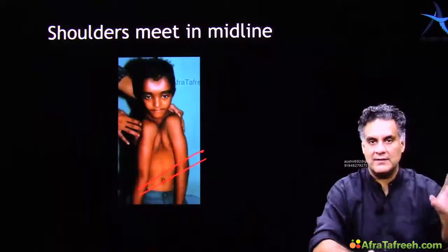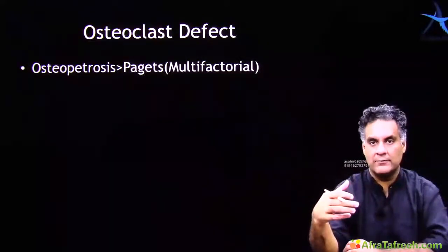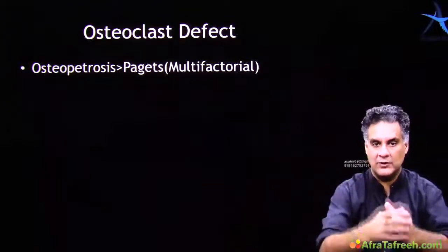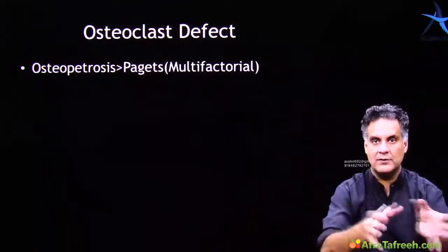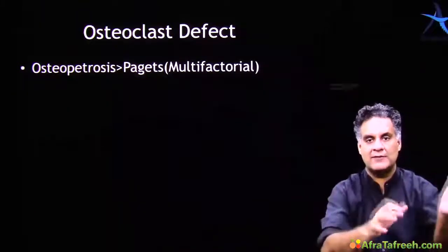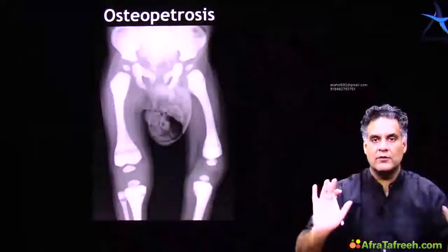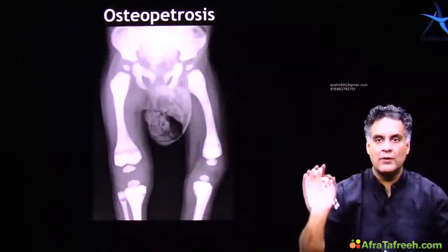Shoulders can meet, it can come as a spotter. Your osteoclasts are important markers for bone. They do remodeling. And when the osteoclast is defective, there can be two disorders, osteopetrosis or Paget's. Paget's has multifactorial cause, so I've kept it second. In osteopetrosis, there's no marrow. Bones will look white, called as marble bone disease.